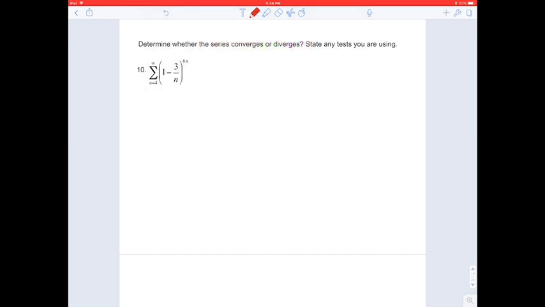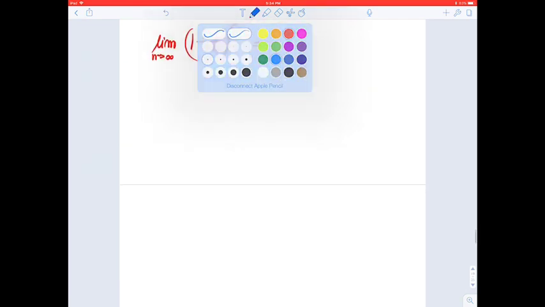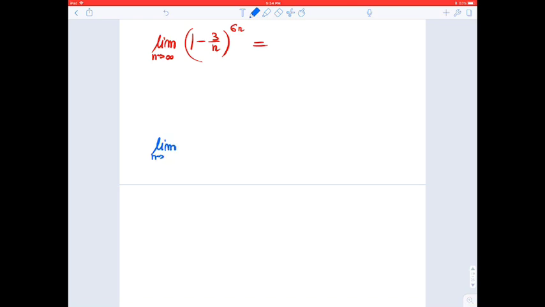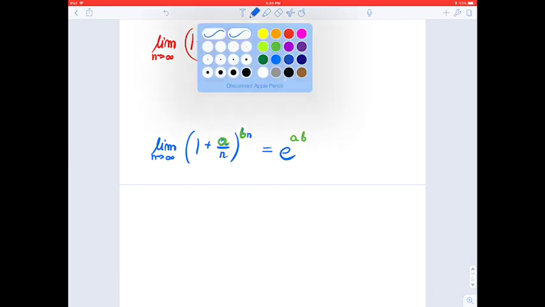Example number 10. We remember this limit, I hope. Let's write the limit as n goes to infinity of (1 minus 3 over n) to the power of 6 over n. I will not prove this because if you watch my videos about the sequences, I did prove this limit. I can write down here the limit as n goes to infinity of (1 plus a over n) to the power of b times n. That means this is a and that's b, which is 6. Then this limit is equal to e to the power of a times b.